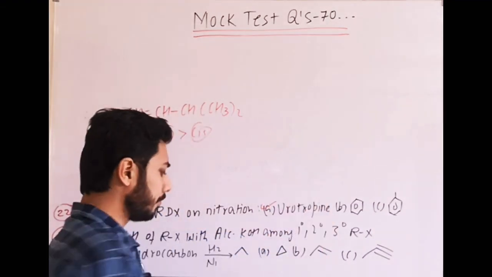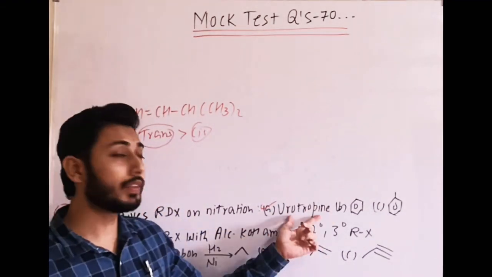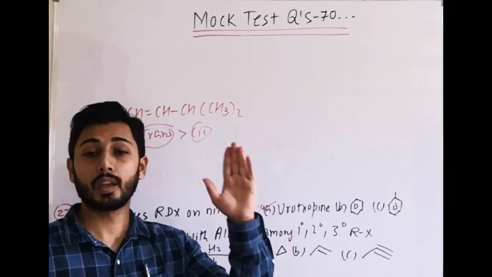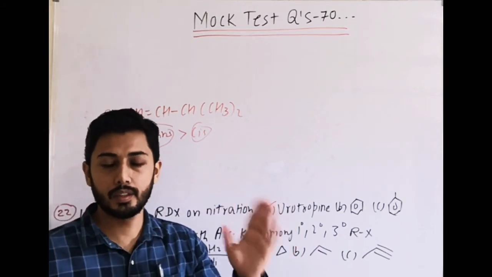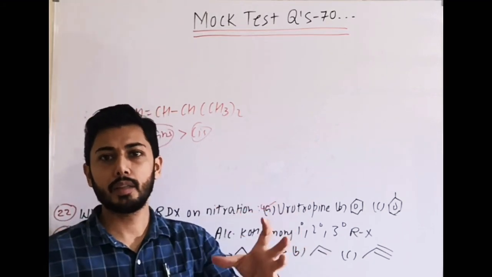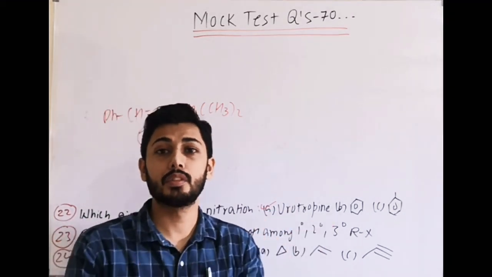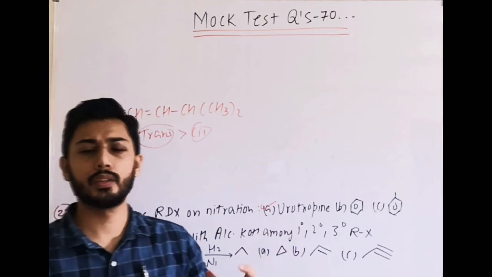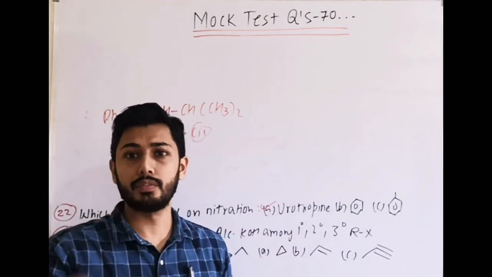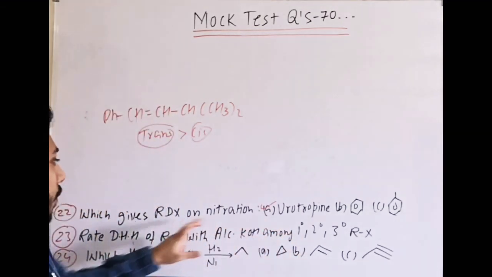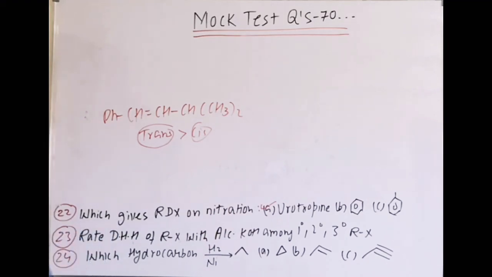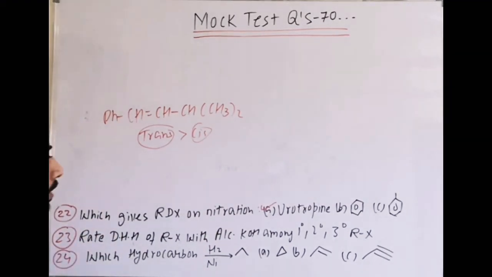Why? Because this is information, but what is important is, urotropine we have prepared in which reaction? Formaldehyde with ammonia. That is the reaction. Ammonia with formaldehyde gives urotropine, which is used to treat urinary infections. And on nitration of urotropine we get RDX. The answer is A. Remaining are not. So remember this information.